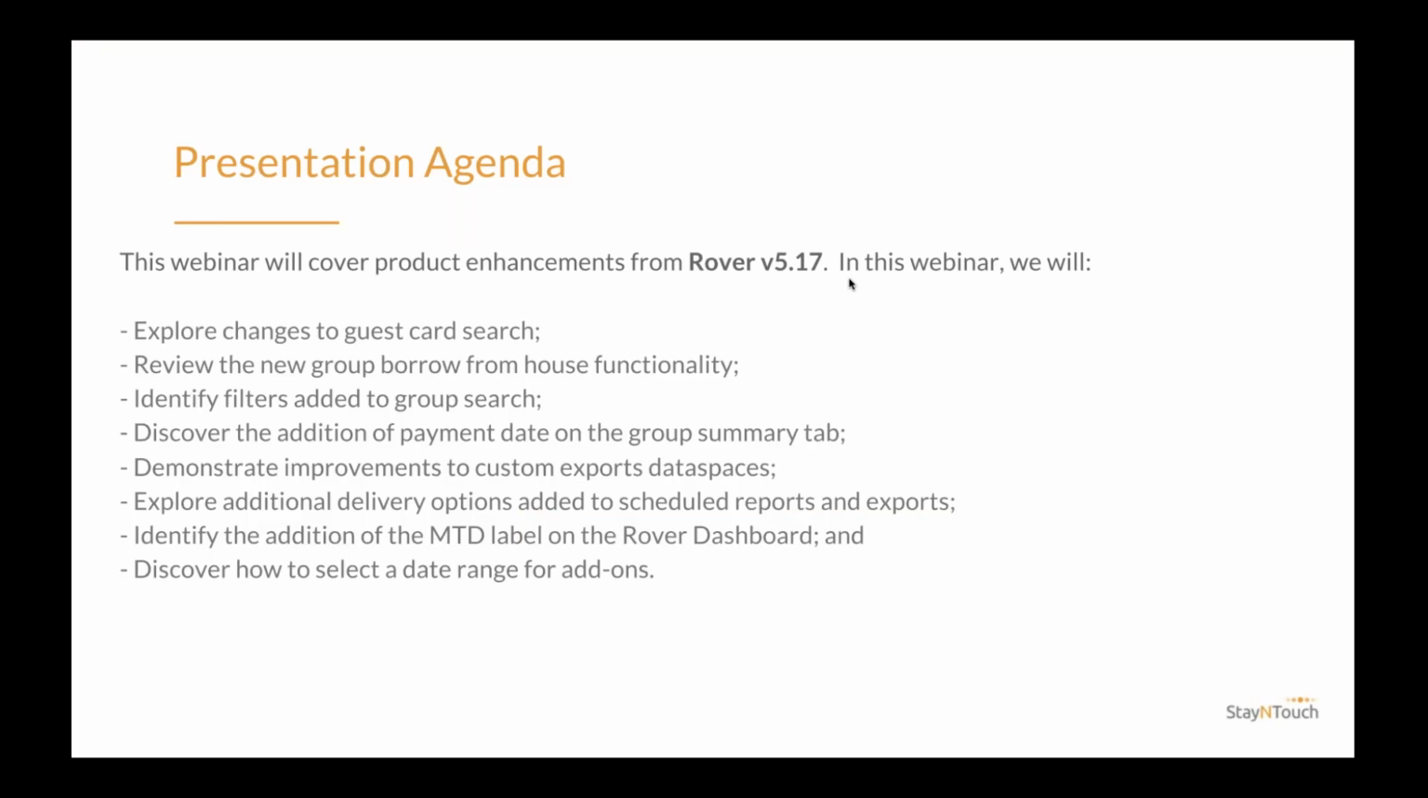Today's presentation will cover how you can get the most out of the Rover v5.17 product release. In this webinar, we will explore changes to guest card search, review the new group borrow from house functionality, identify filters added to group search, discover the addition of payment date on the group summary tab, demonstrate improvements to custom exports data spaces, explore additional delivery options added to scheduled reports and exports, identify the addition of the month-to-date label on the Rover Dashboard, and discover how to select a date range for add-ons. We will have a short Q&A session at the end of the presentation.